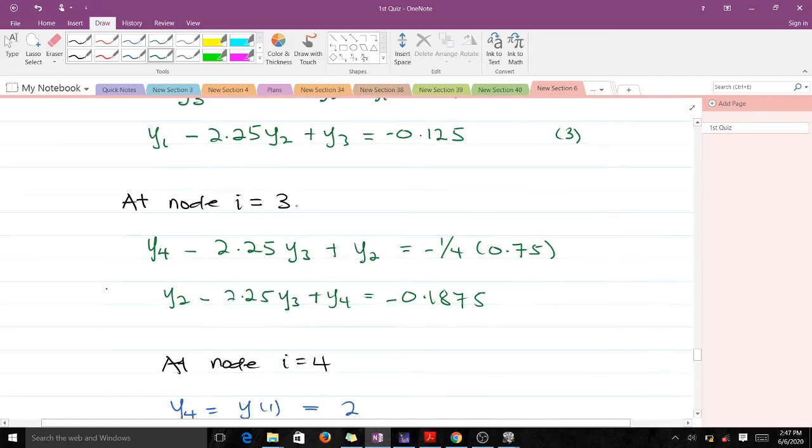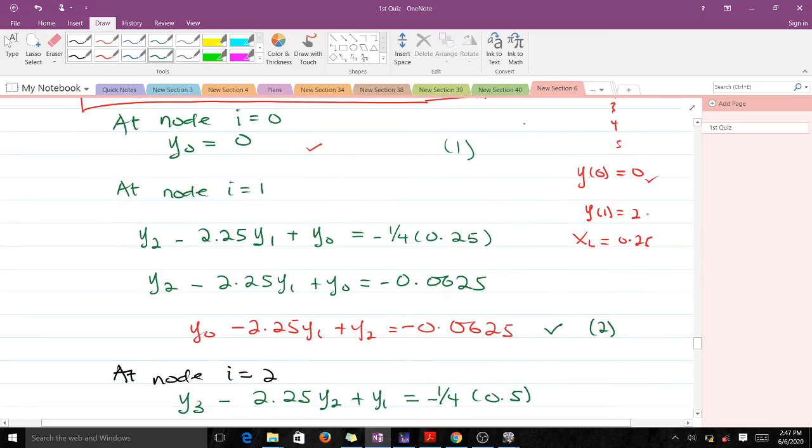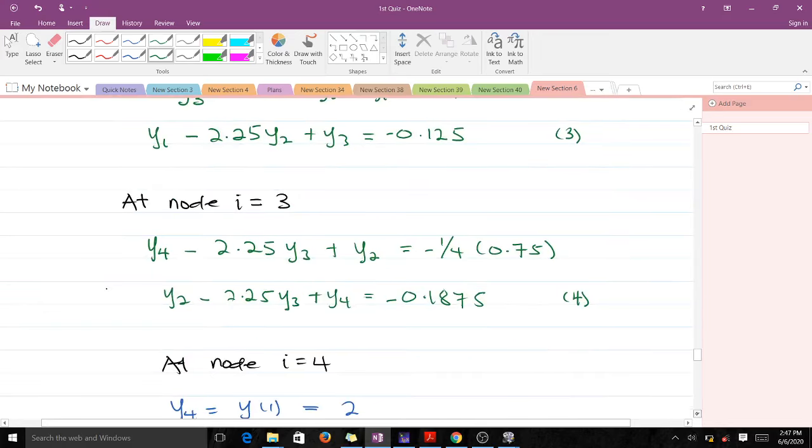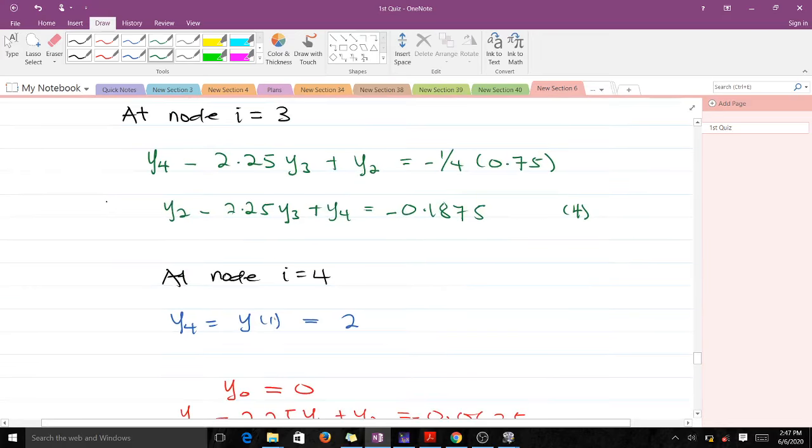Then at node i equals 3, we make our substitution again and we get this here, which happens to be equation 4. Then at the node i equals 4, we are going to get this one, because we had two boundary value conditions. So this is for y0 and this is for y4. So at the node i equals 4, we are going to get y4, which is equal to y of 1, which will be equal to 2.